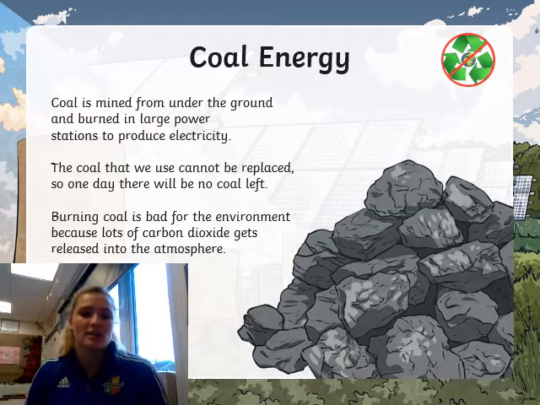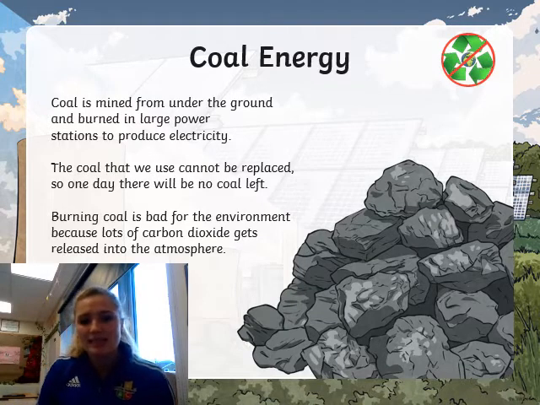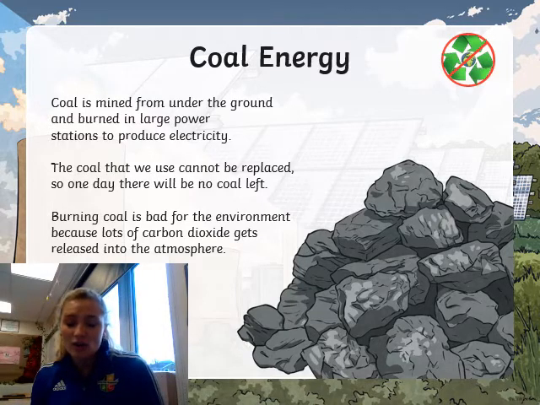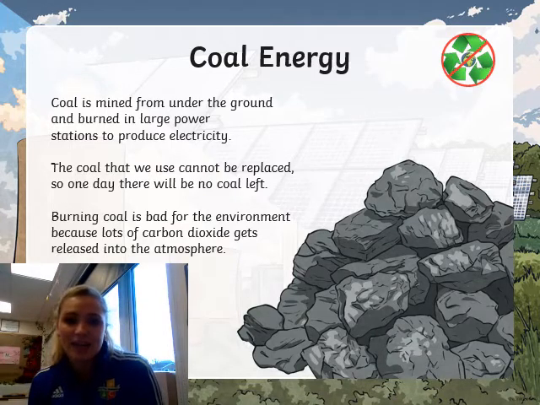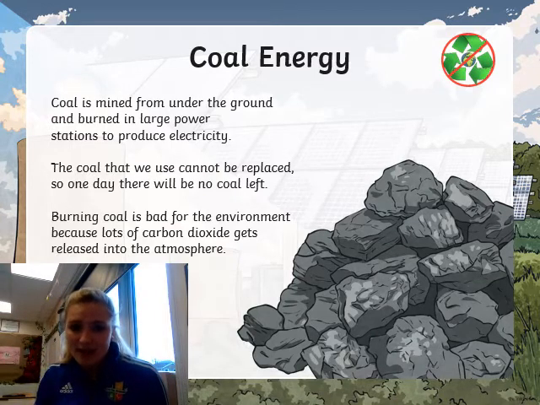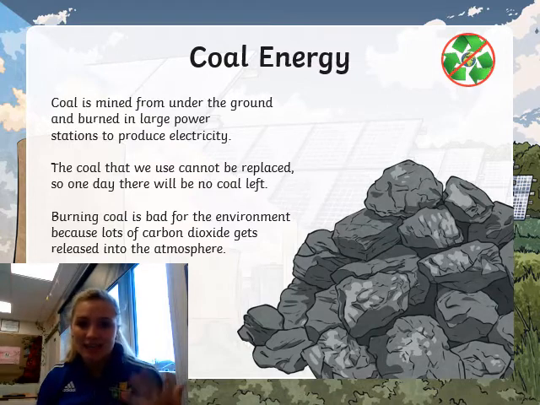And burning coal is also bad for the environment because it lets out carbon dioxide and also carbon monoxide, and it gets released into the atmosphere. And again, that's looking at that greenhouse effect, that it's trapping all of those gases inside of our atmosphere and not releasing the heat back out.